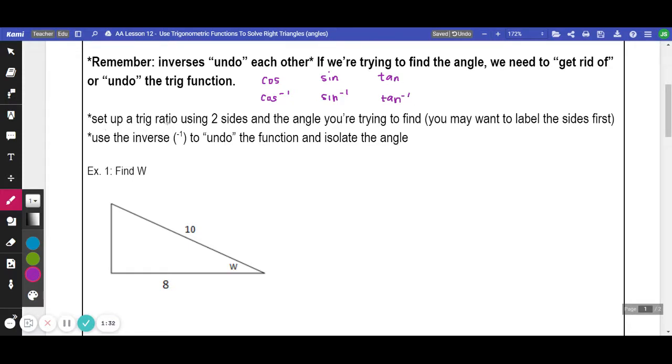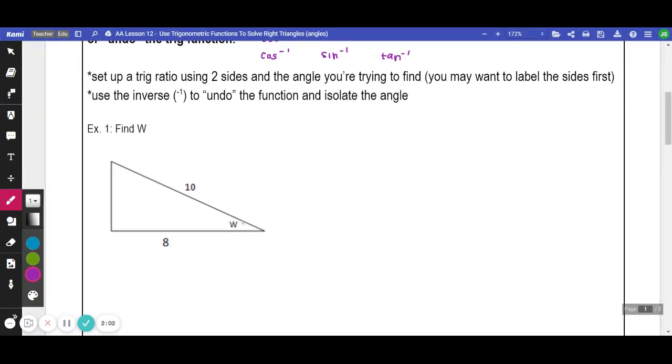So we're going to set up a trig ratio just like we did before using two sides, except this time we're going to know both of the sides and we'll have a variable for the angle. In the last lesson, we had a number for the angle and then a variable in a side. This time we're going to have a variable as an angle. So we're going to set up the trig ratio using the two sides that we have and the angle that we're trying to find. And then we're going to solve the equation for the angle by using the inverse.